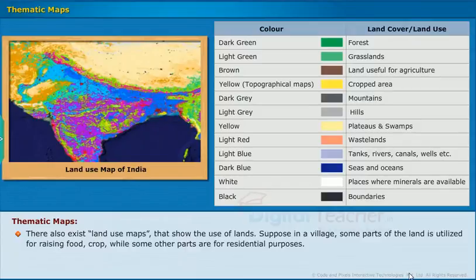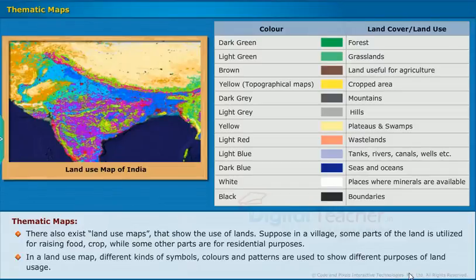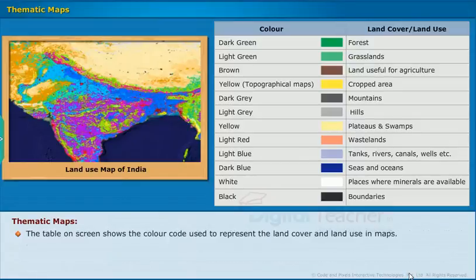Suppose in a village some parts of the land are utilized for raising food crops, while some other parts are for residential purposes. In a land use map, different kinds of symbols, colors, and patterns are used to show different purposes of land usage. The table on screen shows the color code used to represent the land cover and land use in maps.